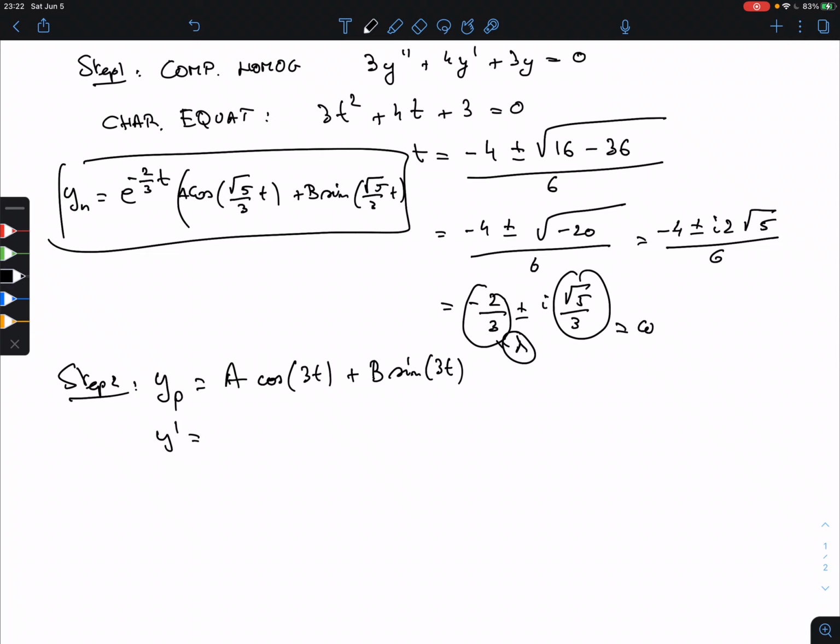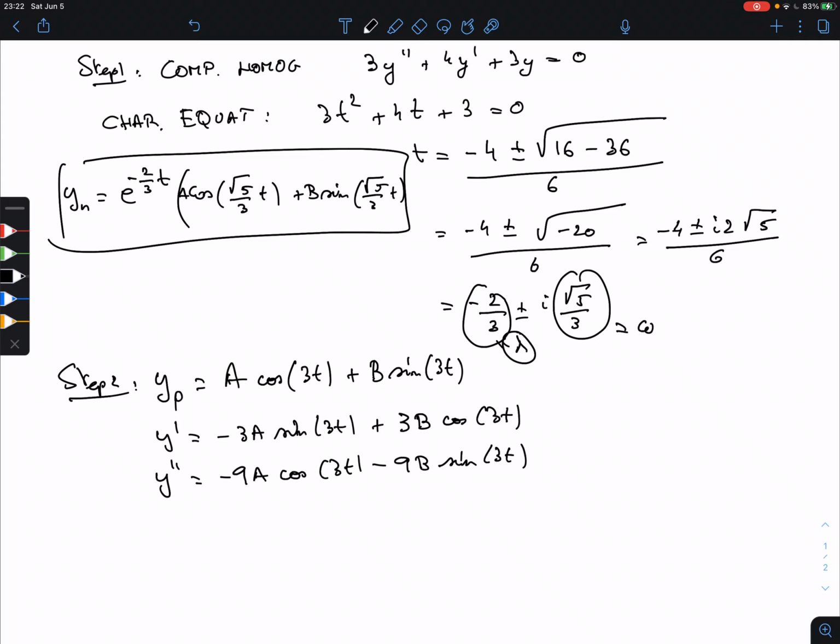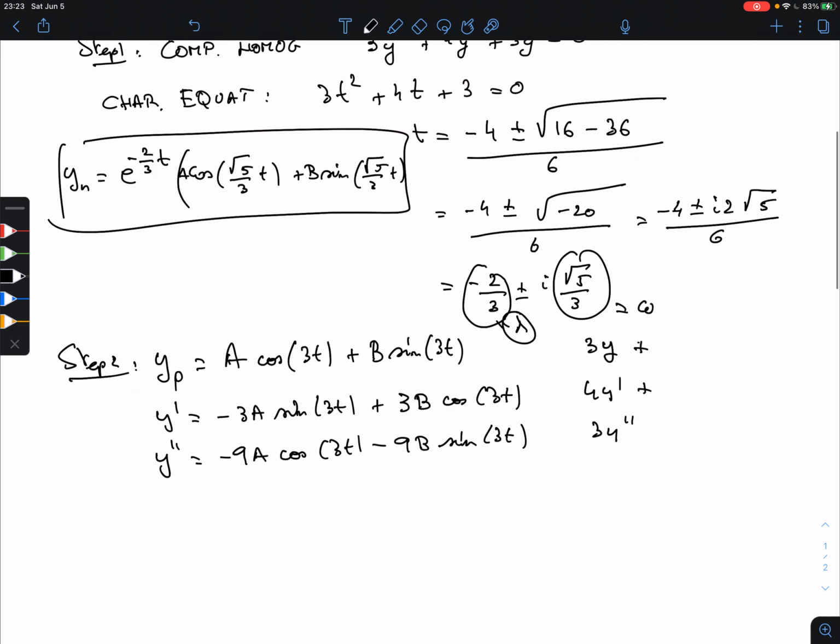Y prime is minus 3a sine 3t plus 3b cosine 3t, and y double prime is then minus 9a cosine 3t minus 9b sine 3t. And so what is the deal? The equation is 3y plus 4y prime plus 3y double prime. So I'm going to write this all together already.